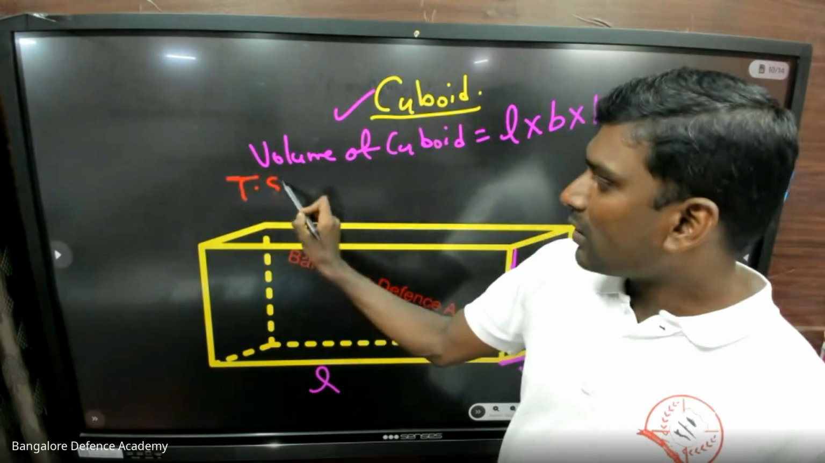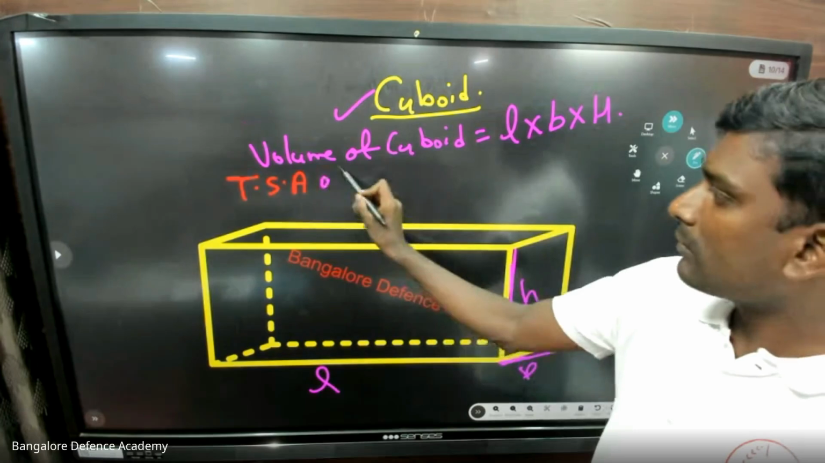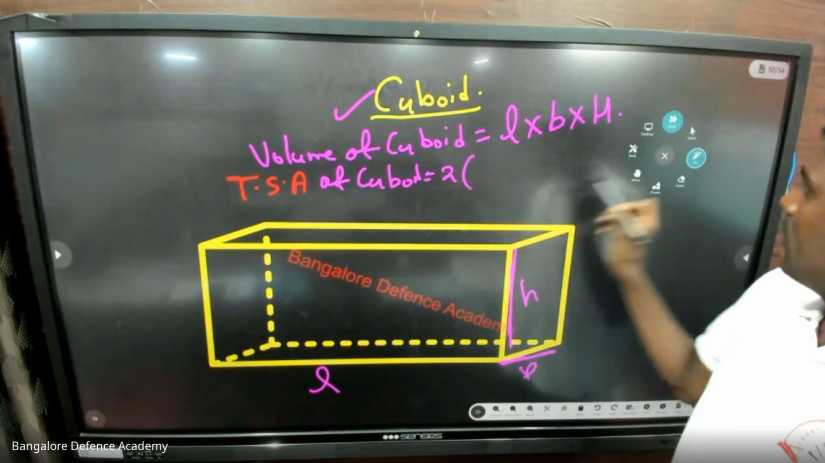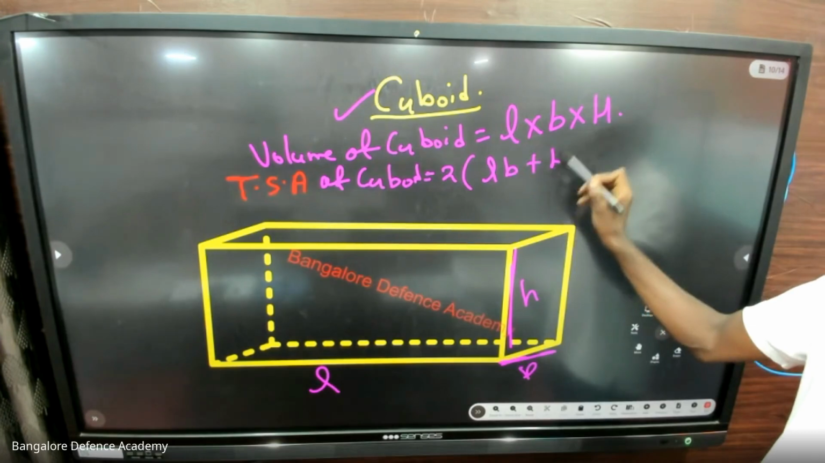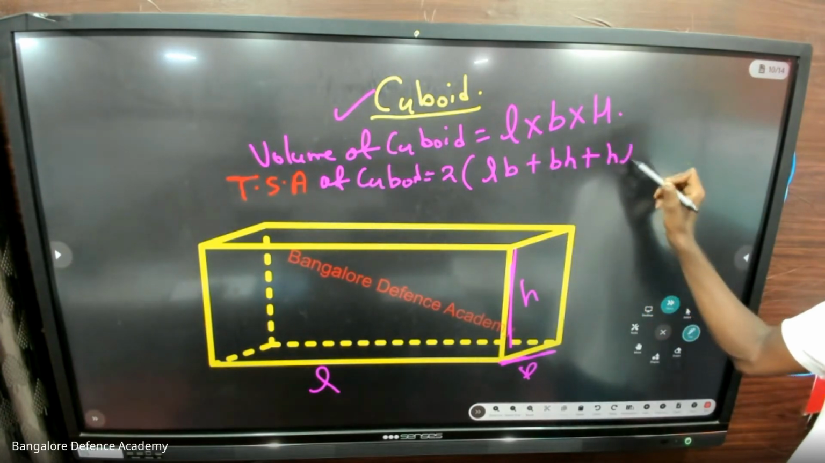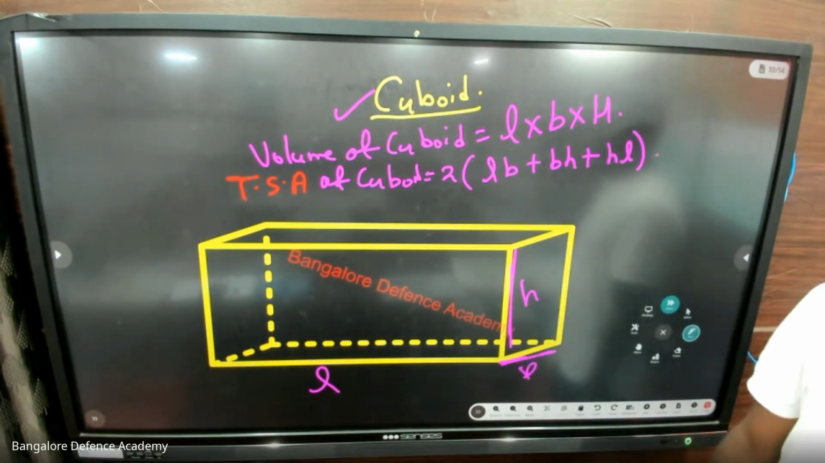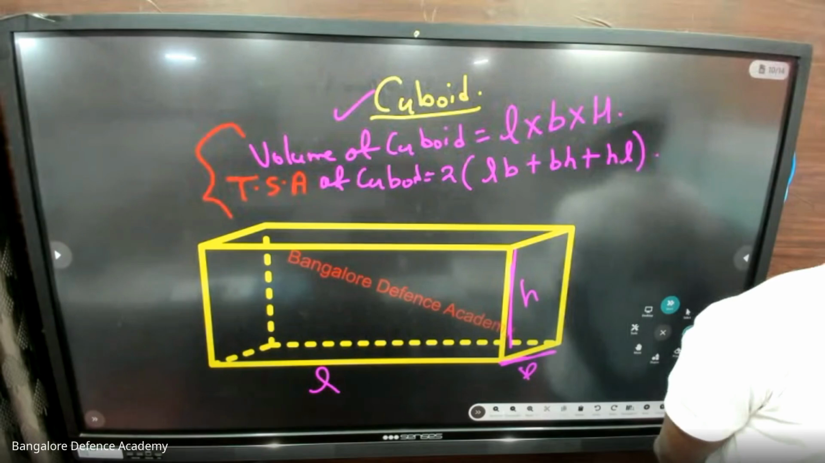Next, total surface area of cuboid. Total surface area of cuboid is equal to 2 into bracket length into breadth plus breadth into height plus height into length. LB plus BH plus HL. Have you written down these two formulas? Yes, sir. Okay.